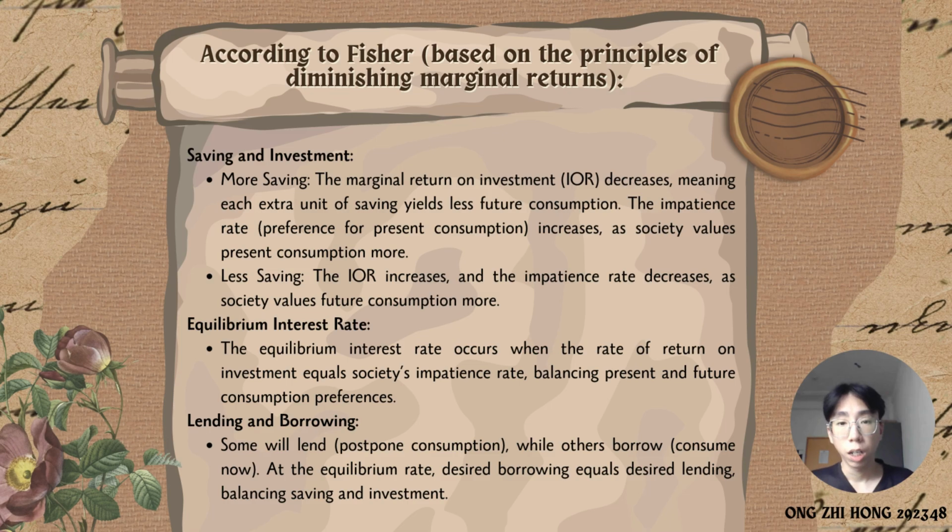future consumption more. And for the equilibrium interest rate, the equilibrium interest rate occurs when the rate of return on investment equals the society's impatient rate, balancing present and future consumption preference. Lending and borrowing: some will lend while others borrow. At the equilibrium rate, desired borrowing equals desired lending, balancing saving and investment.